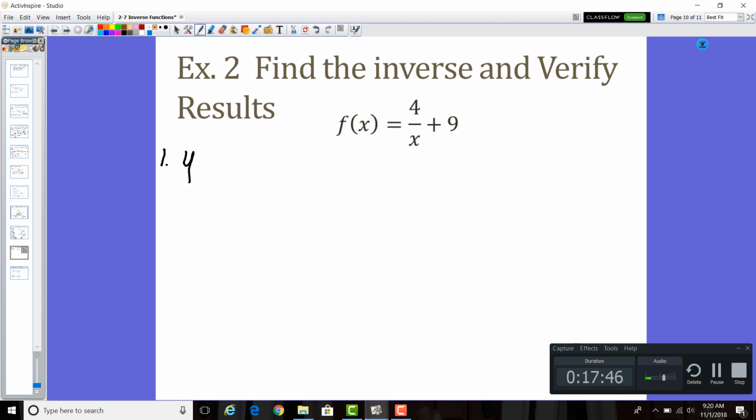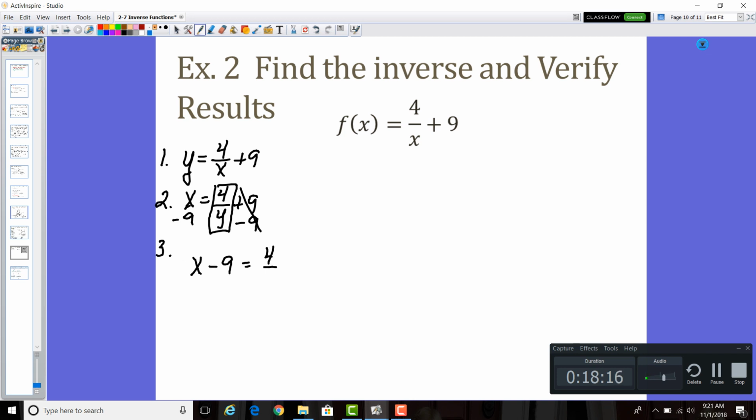First step, f of x becomes y. Second step, x and y switch. Third step, solve that equation for y. Okay? Watch closely. Here's our y term. Ignore where that y is right now. I'm adding 9 to the y term, so I need to subtract 9 first. So x minus 9 equals 4 divided by y.